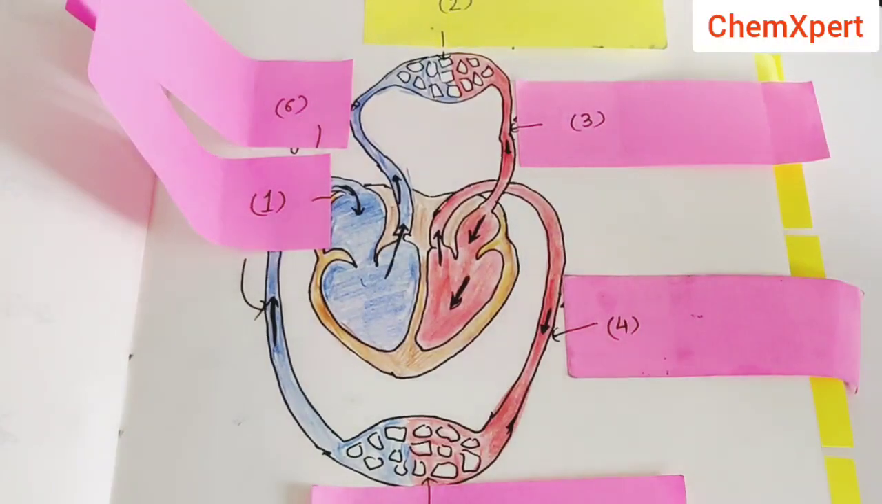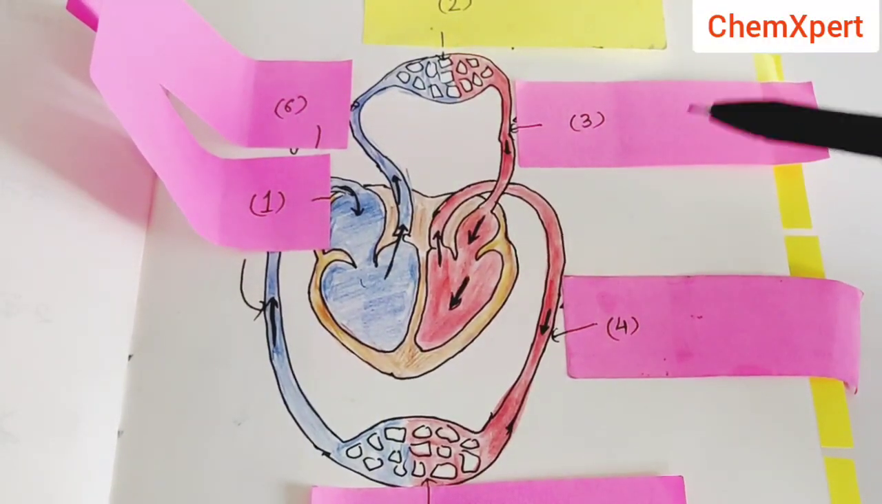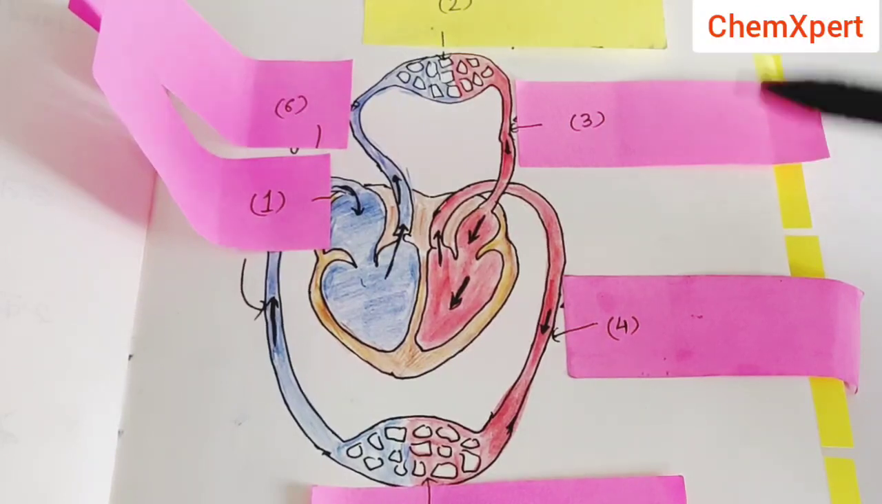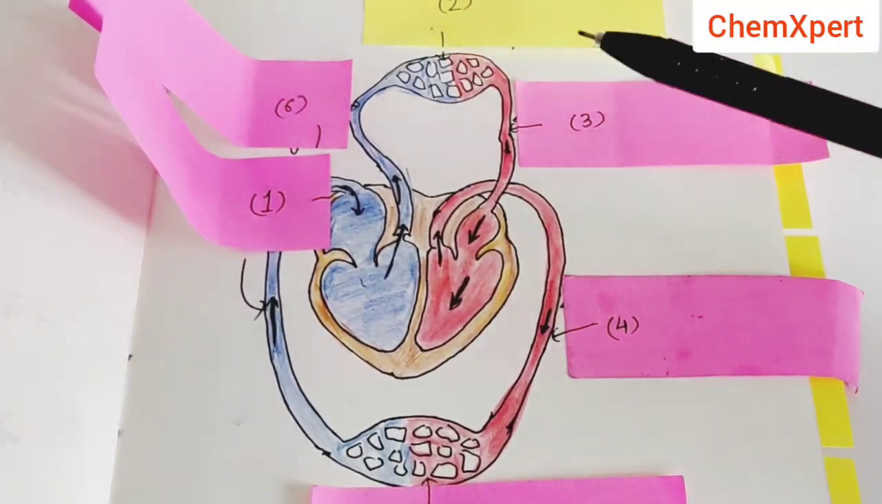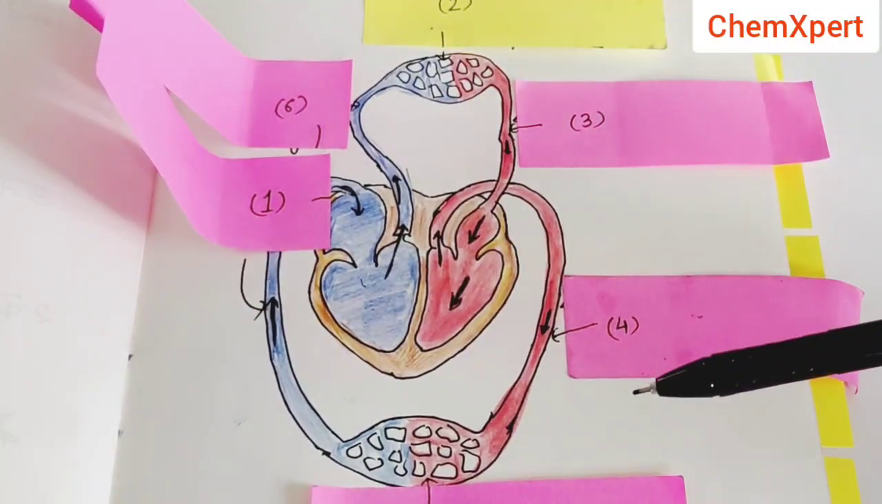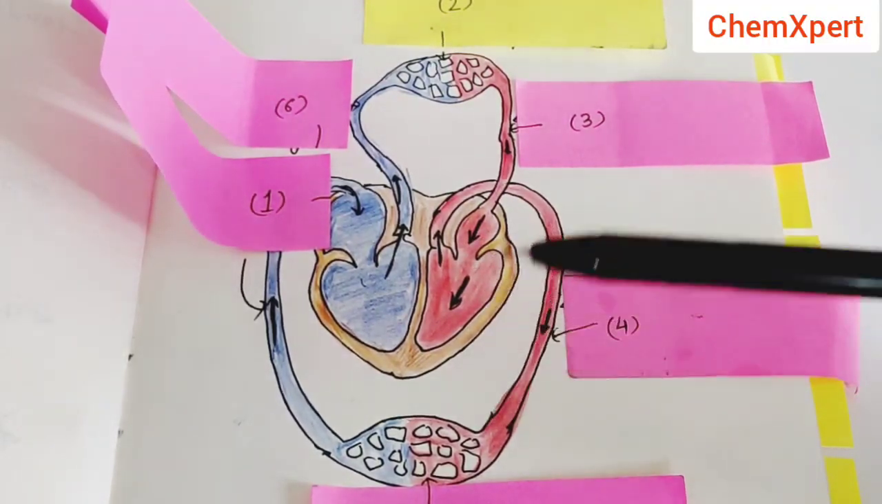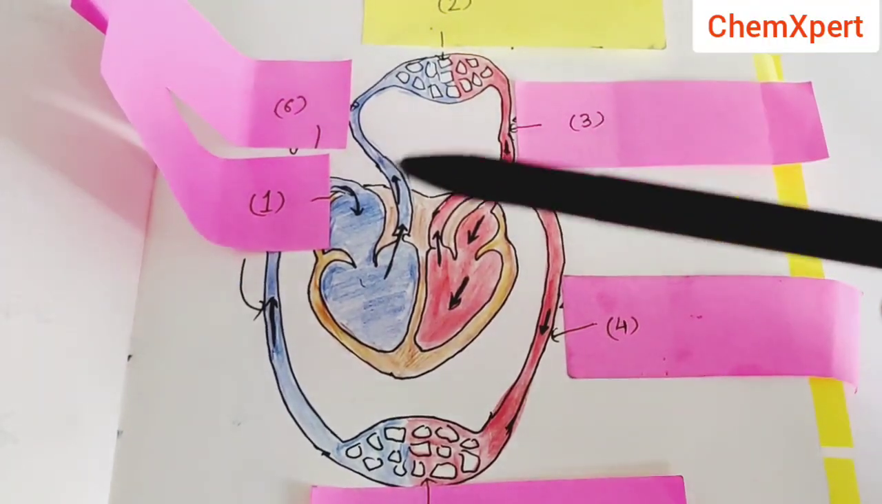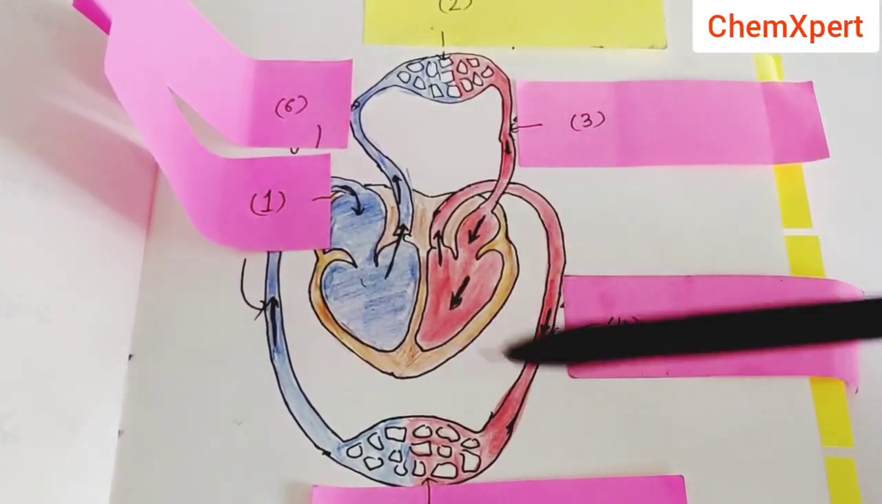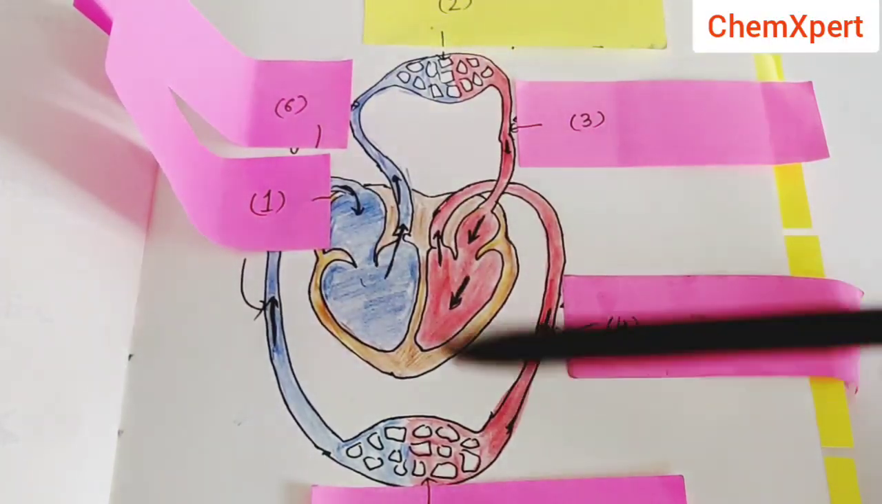Hello everyone, in this video we will discuss what kind of MCQ can be framed from the circulatory system, that is the transportation system in human beings. So this is the schematic diagram of exchange of gases, that is carbon dioxide and oxygen. So what is the flow of blood? What is the direction of flow of blood in this diagram?